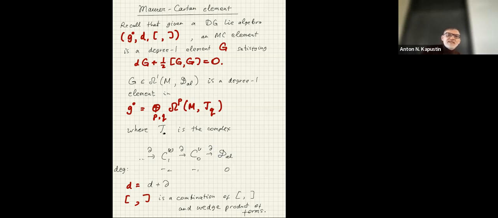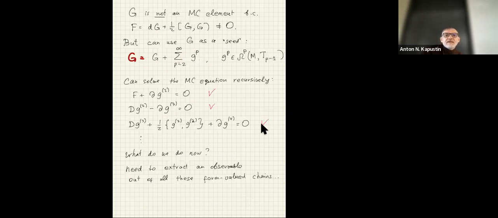Now, however, it's not a Maurer-Cartan element by itself, because in this expression, if you just replace this red G with this G, you're not going to get 0. You're going to get the curvature 2-form F. It's not a Maurer-Cartan element. But you can now try to complete this to a Maurer-Cartan element by adding some things which have higher chain degree and higher form degree, so that the total degree is still 1.